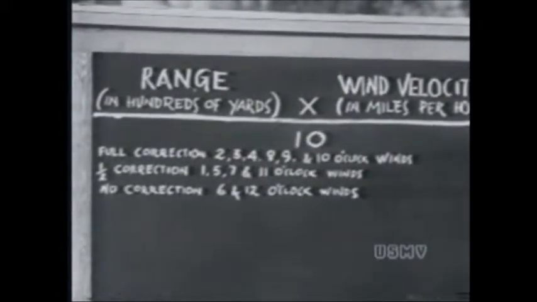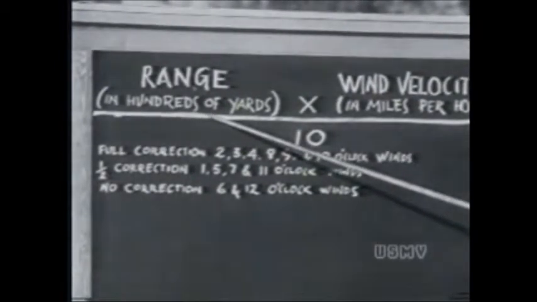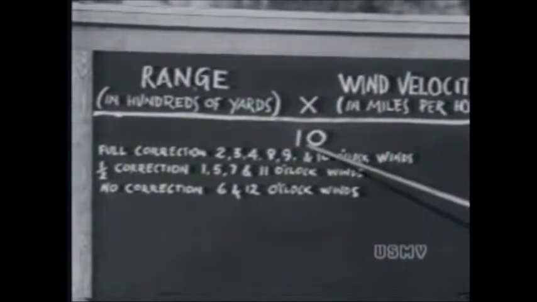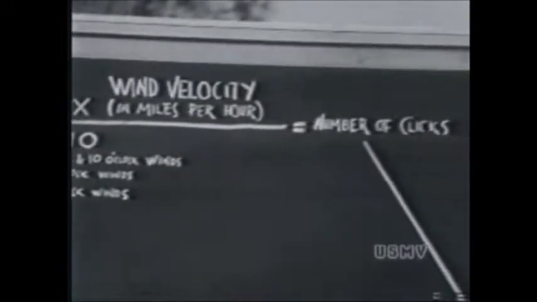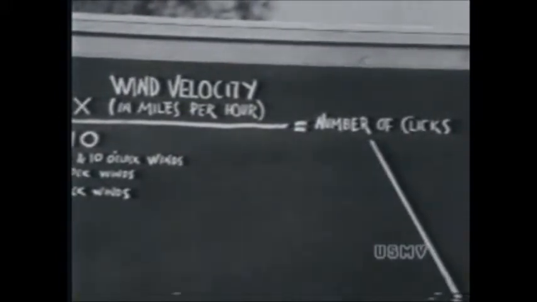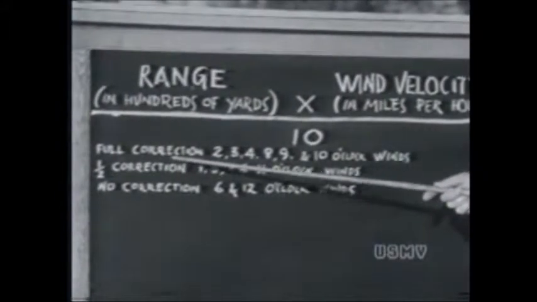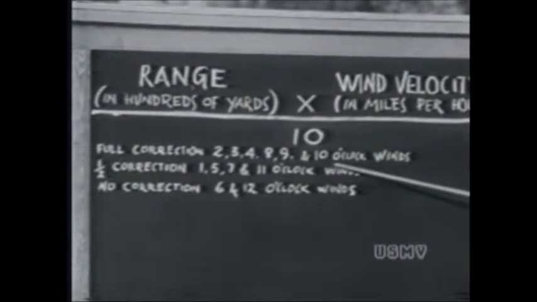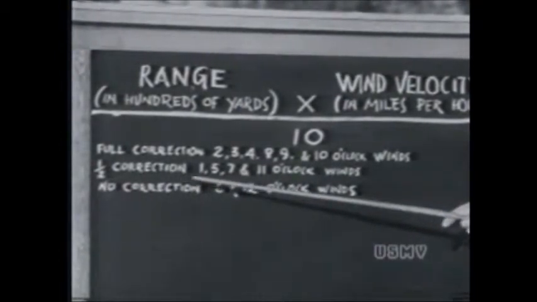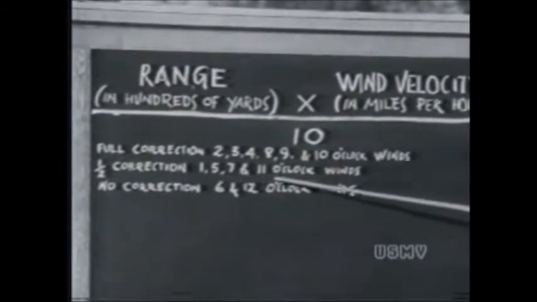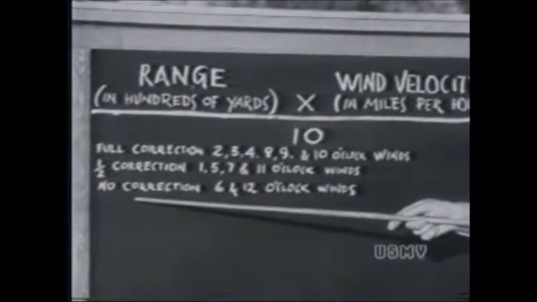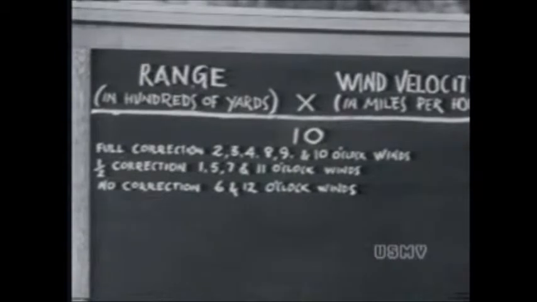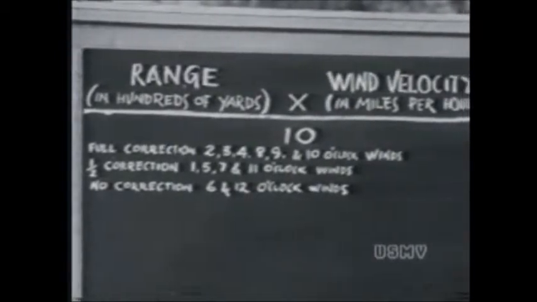Here it is, all in one rule. Range in hundreds of yards times wind velocity in miles per hour divided by 10 equals the number of clicks of windage correction. Use full correction for 2, 3, 4, 8, 9, and 10 o'clock winds. Use 1/2 of that correction for 1, 5, 7, and 11 o'clock winds. Use no correction for 6 and 12 o'clock winds. And there it is.